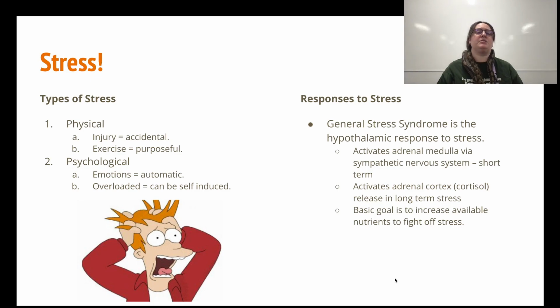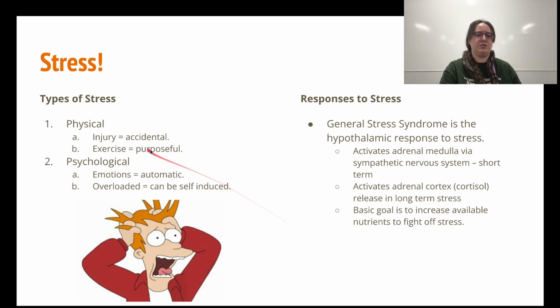All right, let's talk about stress. This is actually one of the most interesting parts of this chapter. There's a couple things I like to mention as someone who has been trained in working with at-risk youth for a very long time. So there are types of stress.